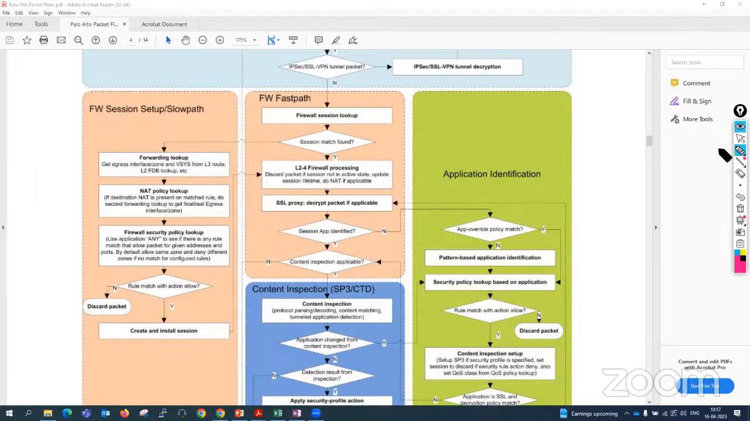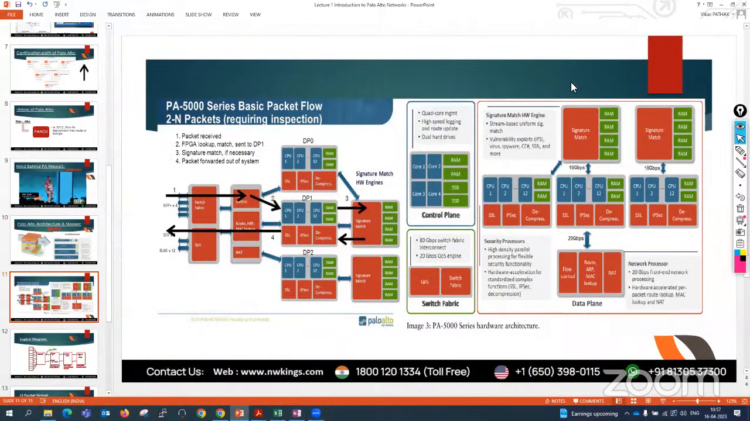Sir, first you said the packet has to travel for every anti-spyware and URL filtering. What is that called, sir? That is called single pass, right? The second feature you said, it has a dedicated engine for everything. What is that called, sir? Parallel processing. Parallel processing. Okay.